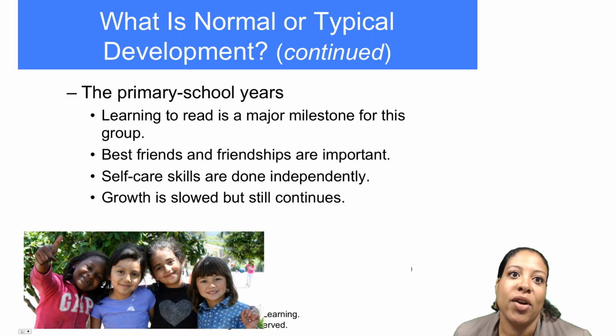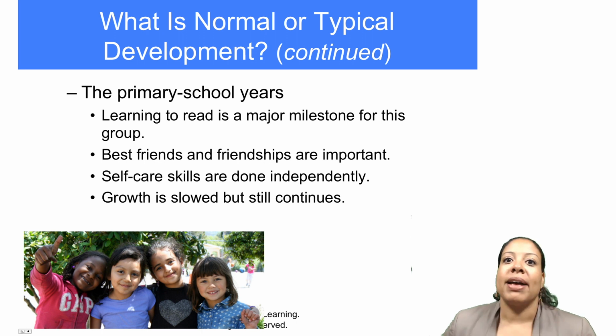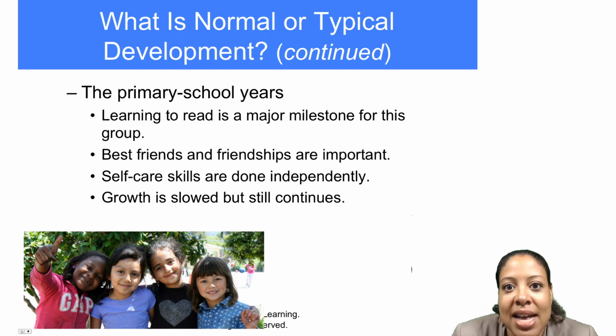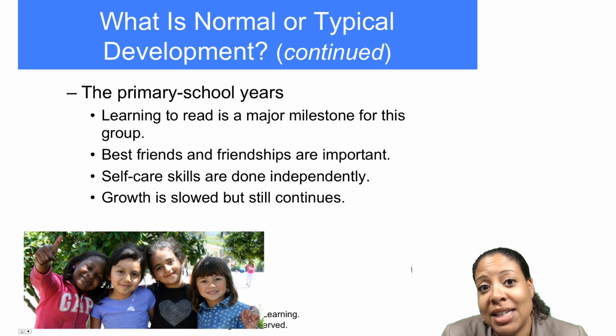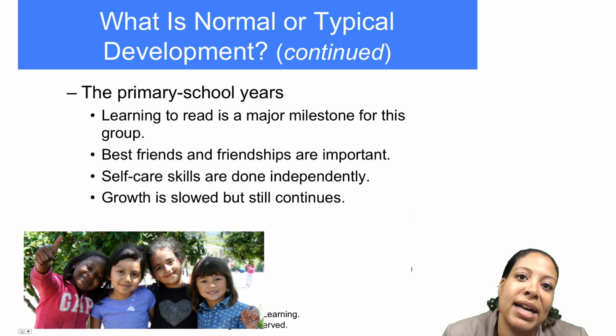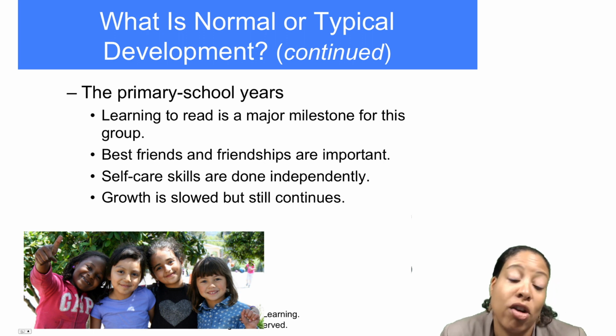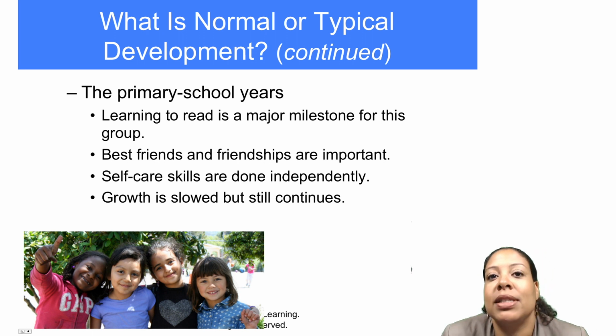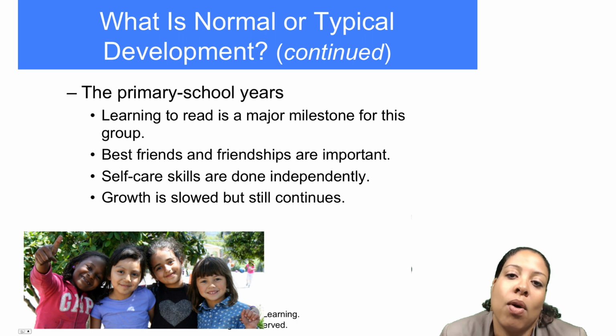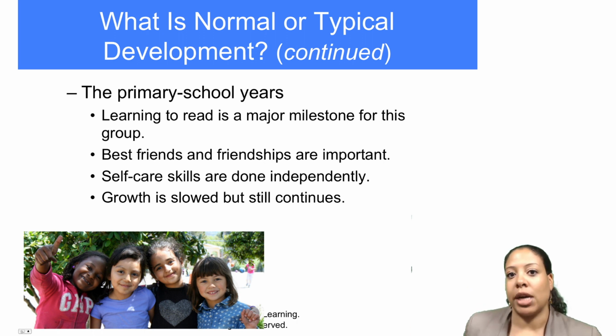And then we have the primary years. Learning to read is the major milestone for this group. So we're looking at first, second, third grade. Best friends and friendships are important. Self-care skills are done independently. So toileting, washing hands, possibly the beginning of brushing teeth, although my son's dentist said we shouldn't allow that until they're 7 to do it appropriately. And then growth is slowed, but still continues. So they're not growing at the same rate as they were in infancy and toddlerhood, but it's still in an upward trajectory.